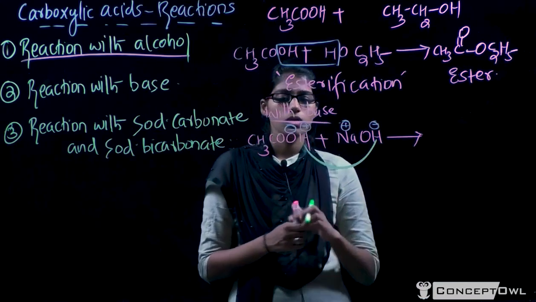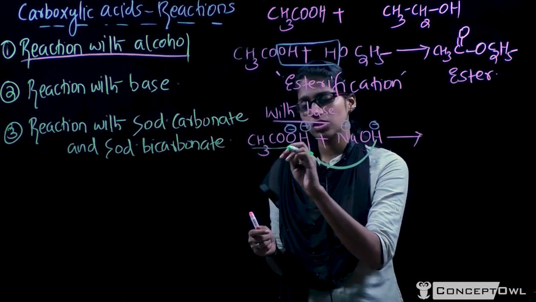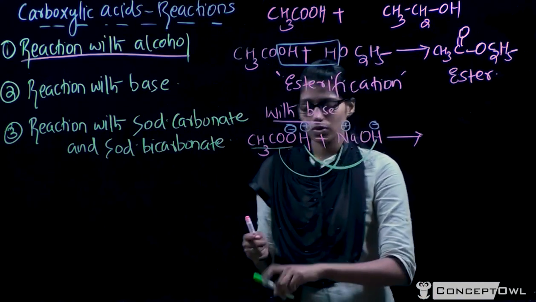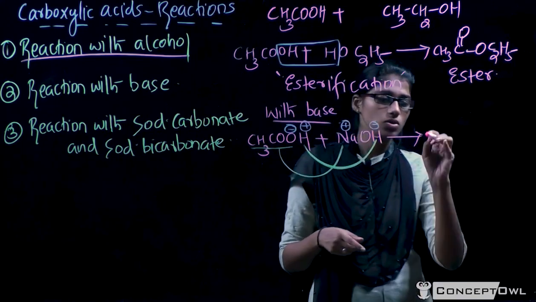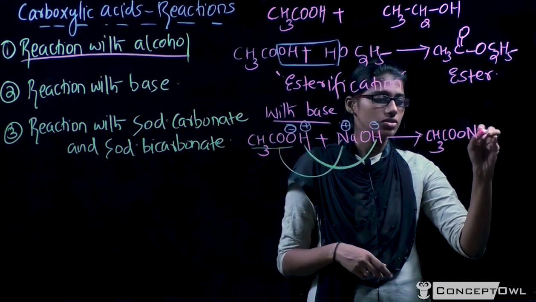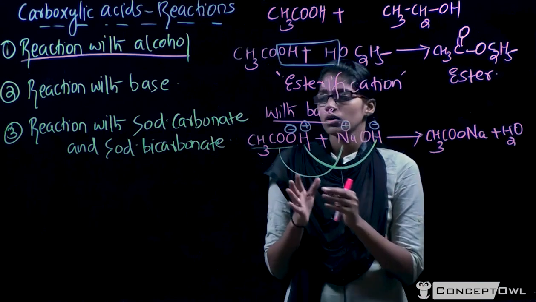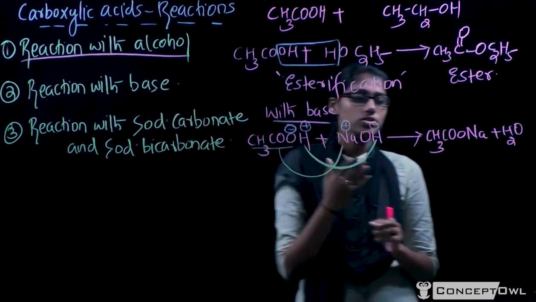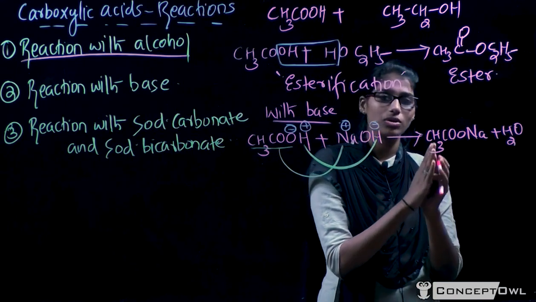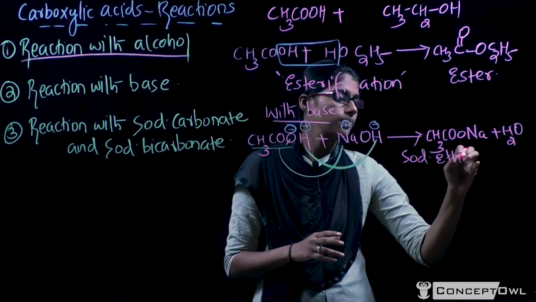That is already known. Now what will be the type of salt formed? In this reaction you have CH3COO minus as the negative ion and Na plus. This positive negative interaction gives you CH3COO Na plus H2O. So the reaction with a base gives you a salt, called the sodium salt of ethanoic acid, or sodium ethanoate.